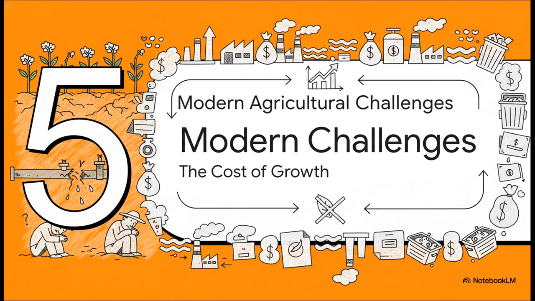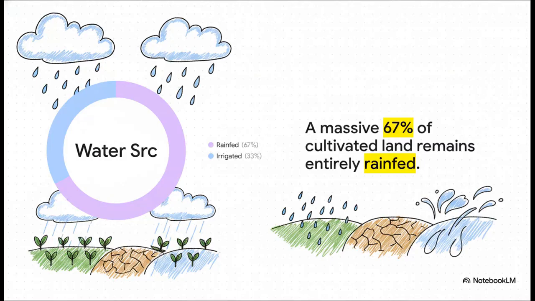Let's look at Section 5, Modern Agricultural Challenges, the Cost of Growth. Despite all those impressive high-tech advancements, there is a glaring vulnerability staring us in the face. Look at this. A massive 67% of India's cultivated land is entirely rain-fed. That means 2/3 of the nation's crops are completely at the mercy of erratic and unreliable monsoons. Even areas that usually get high rainfall can face sudden, crazy fluctuations, leaving the whole sector incredibly vulnerable to the twin menaces of unpredictable droughts and flash floods.